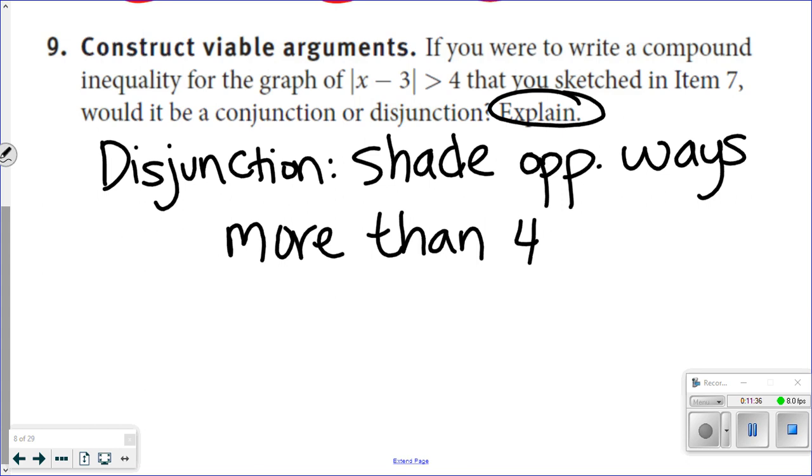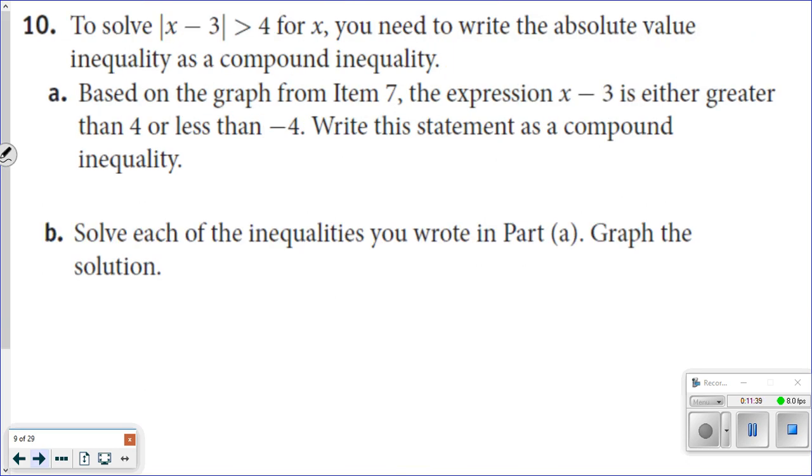All right, let's take a look at question 10. We're going to start solving this just a little bit, and we'll get into solving later on as well. In order to solve this, we need to write this absolute value inequality as a compound inequality. So what that means is I need to write this as a conjunction or a disjunction. Remember, a conjunction is one big connected or condensed problem together, and with a disjunction, we always use the word or to separate those two.